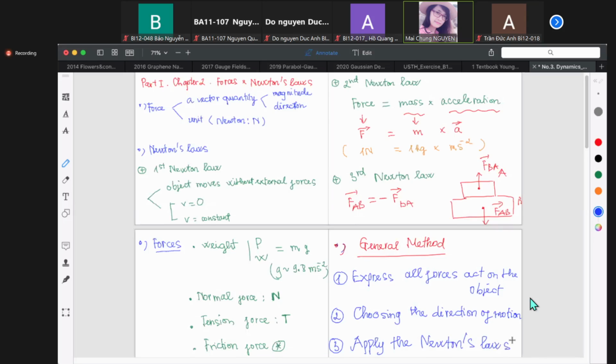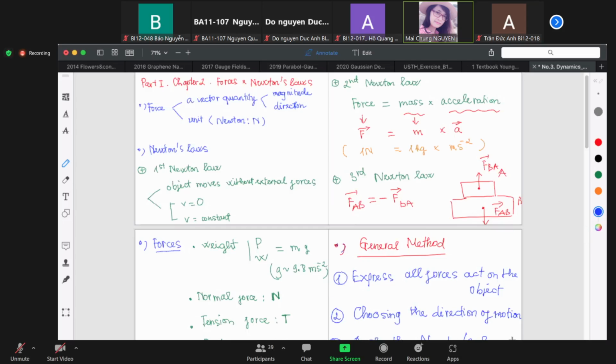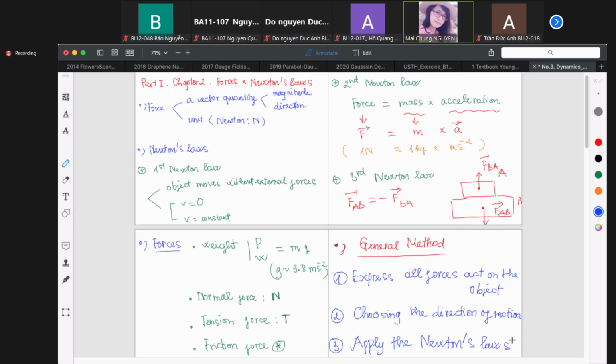So at least we have 3 steps to do exercises. Let's review the 3 steps. With step 1, we need to show all forces acting on the object. The second one, we need to know where the positive direction is, right? And step number 3, the last one, think about which Newton's law we need to apply for the question. Is that okay? So is that all for part 1, chapter 2?